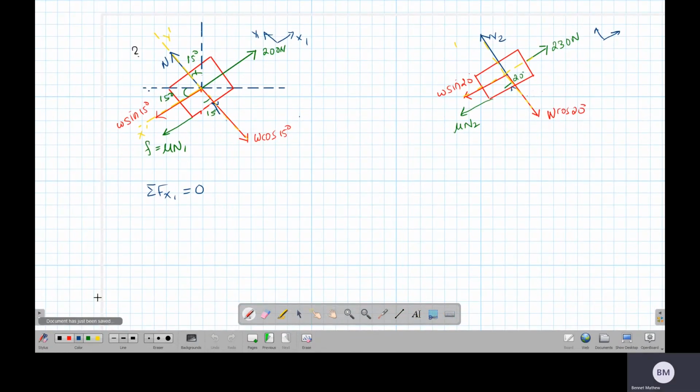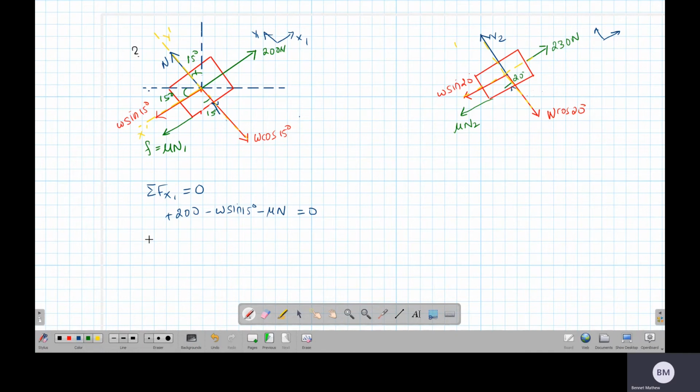So let's say, what is the force in x direction? Let's say this is the positive. So we have 200 is there, that is plus. We have minus w sin 15 degree is there. We have minus mu times n1. This is also another force. Okay, so this will equal to 0.